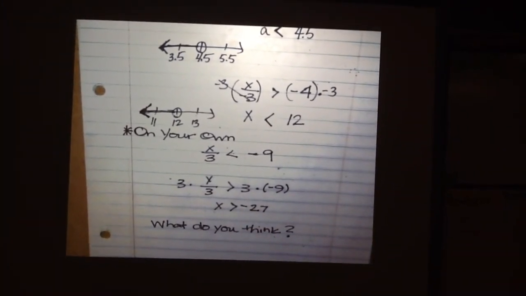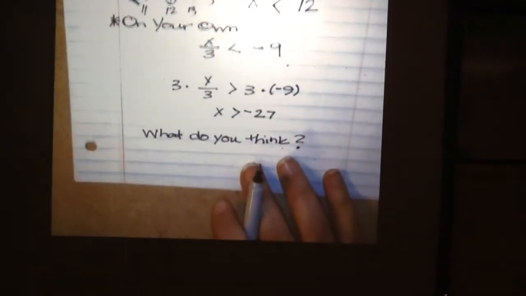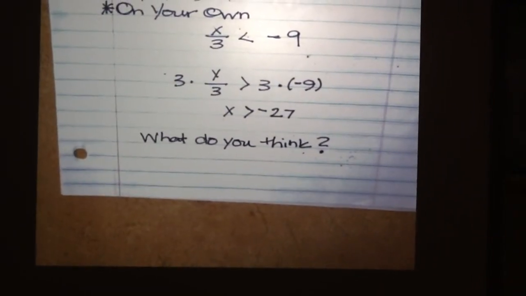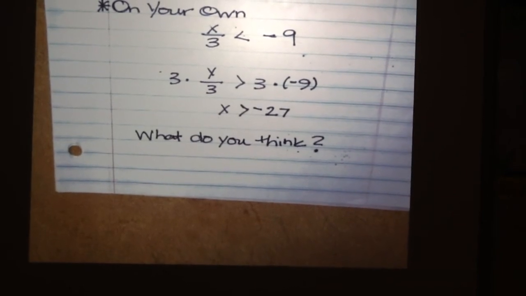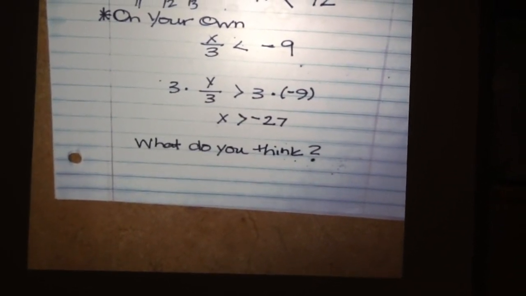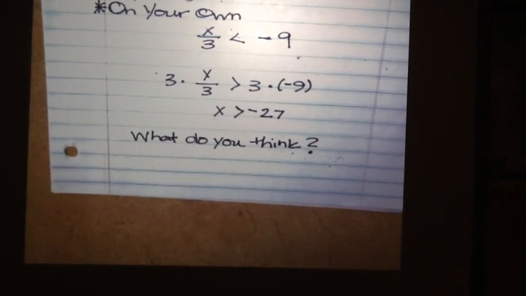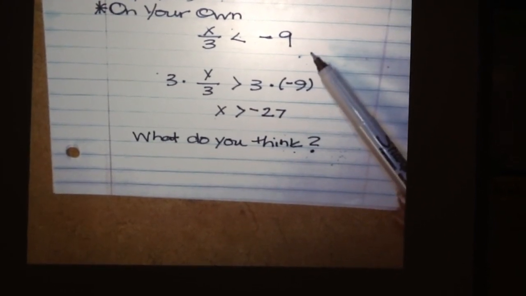Okay? Now you're going to try some on your own. We have one problem here, that's it. So make sure to write this down. They worked out the problem for you, but you have to decide if they did it right or wrong. If they did it right, then you're good. But if they did it wrong, explain what they did wrong or show what they should have done to make it right. So you have x divided by 3 is less than negative 9.